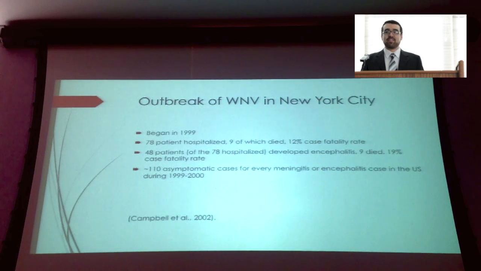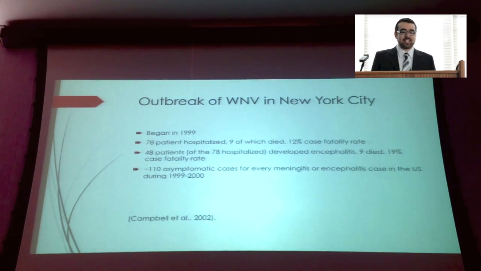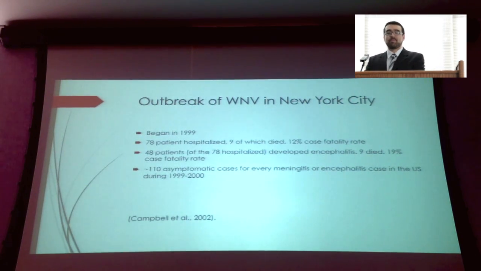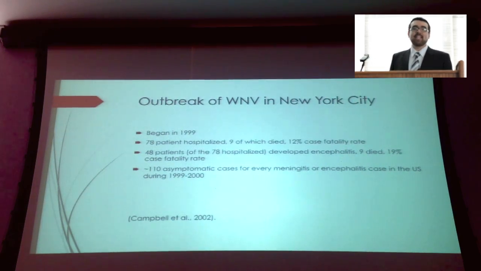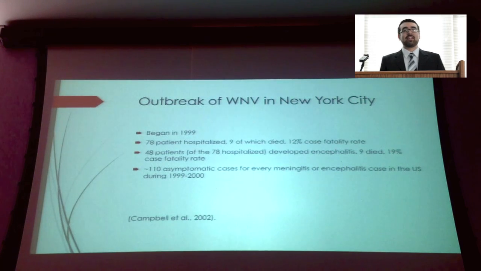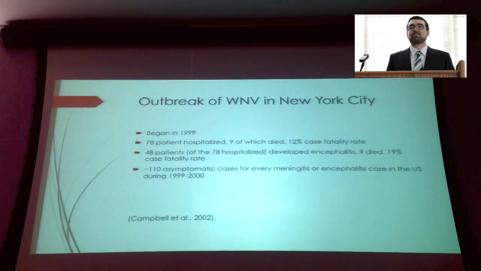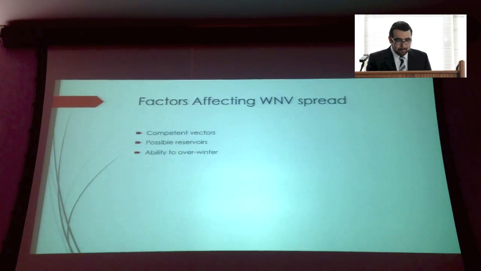48 patients of the 78 hospitalized developed encephalitis, and 9 of those 48 died, so there was a 19% case fatality rate in the hospitalized patients who developed encephalitis. And this source says that there are about 110 asymptomatic cases for every case of meningitis or encephalitis related to West Nile virus between 1999 and 2000. So there's room for there to be some significant impact in people's lives here, even if it doesn't appear to affect a large number of the cases that are affected.